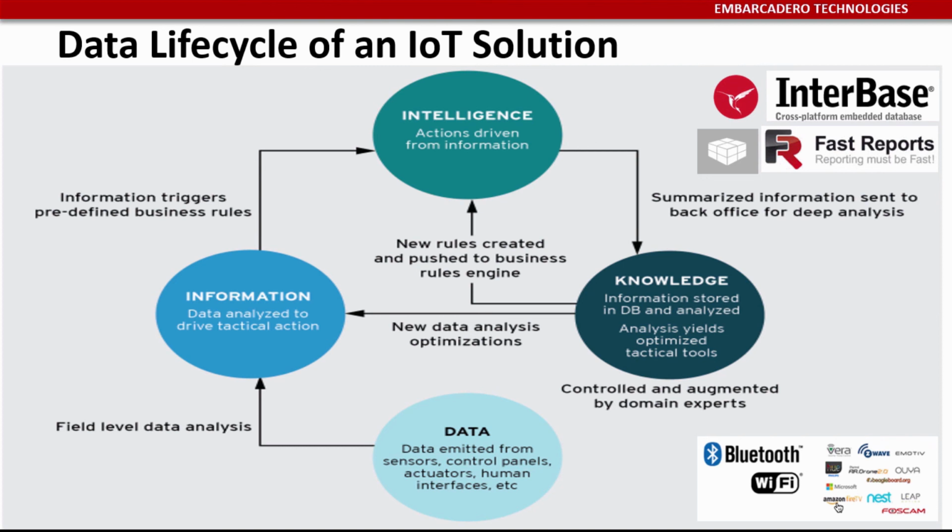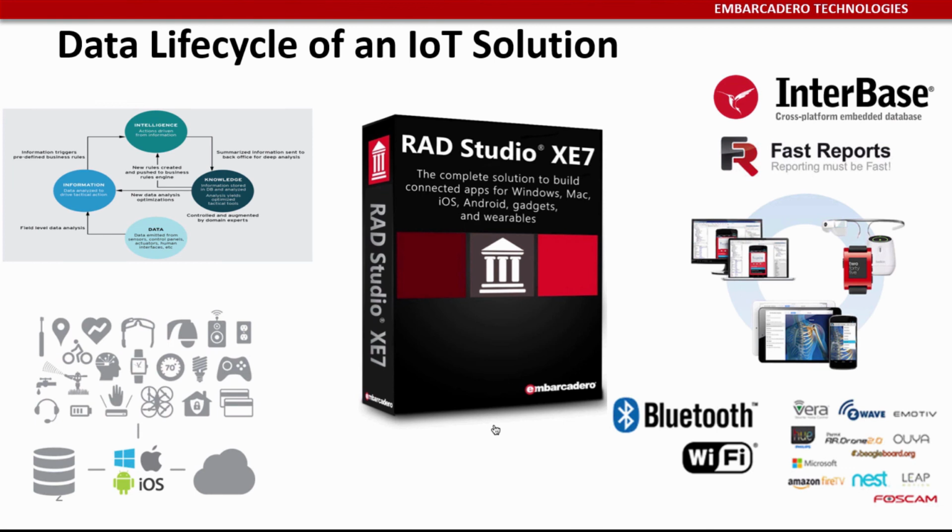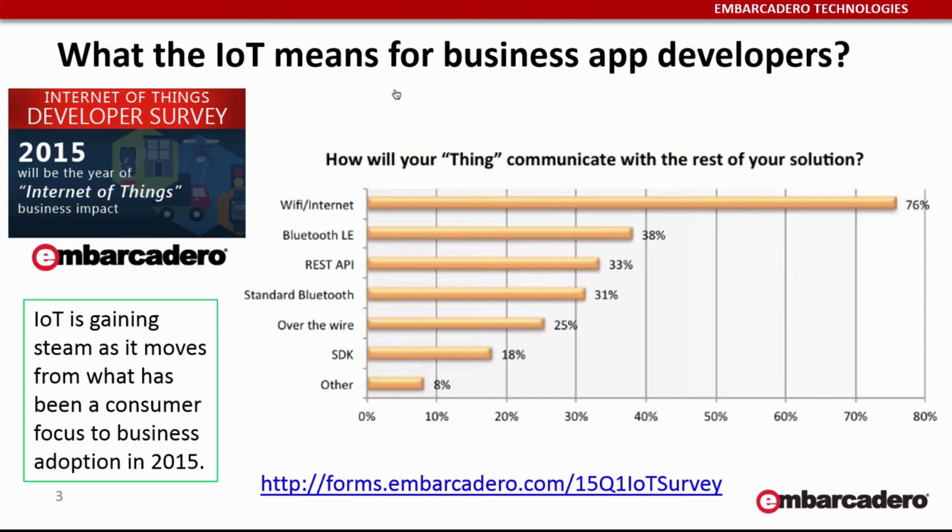So network and system architects will need to reorganize their IT infrastructures to accommodate and support the Internet of Things. And the good news for us RAD Studio developers is RAD Studio XE7 is the complete solution for building Internet of Things connected apps for Windows, Mac OS X, iOS, Android, gadgets, wearables, and sensors. So that's really cool. The last thing I want to talk about in this section is what the Internet of Things means for business app developers.